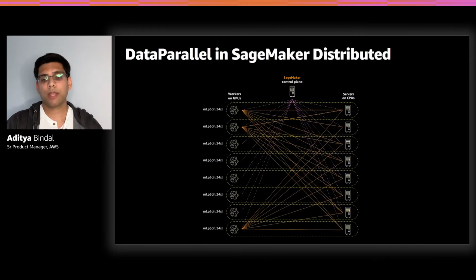So how does it work? Well, the first thing you'll notice when you launch a training job with SageMaker DataParallel is the CPUs on your GPU instances become parameter servers. So SageMaker's control plane will create your compute cluster of P3dn or P3.16xlarge instances, and then the CPUs on these instances act as parameter servers.